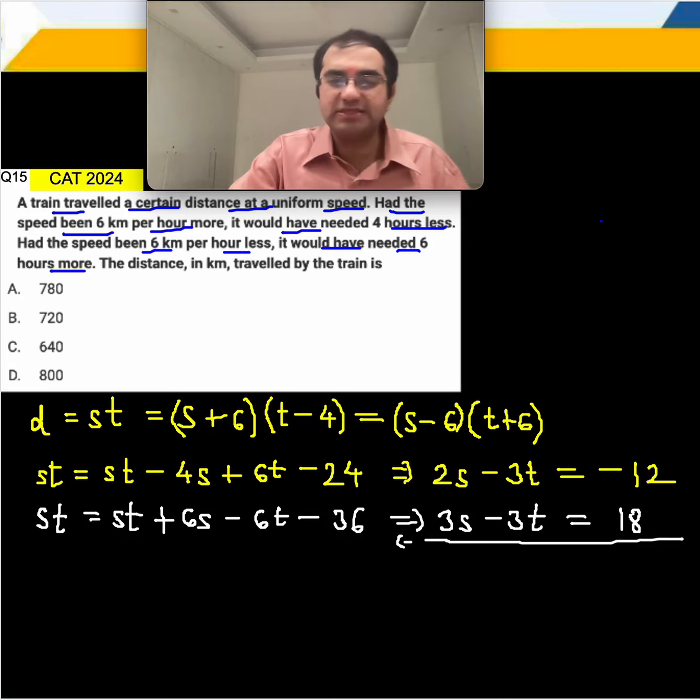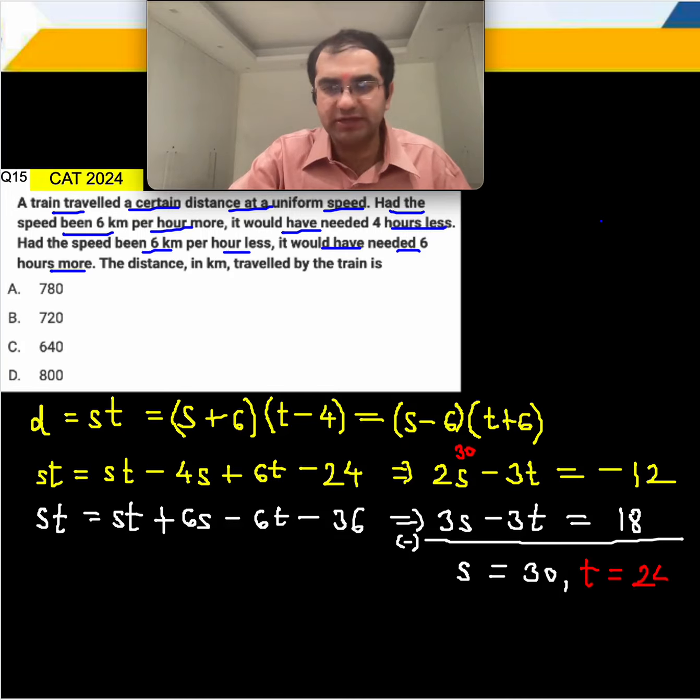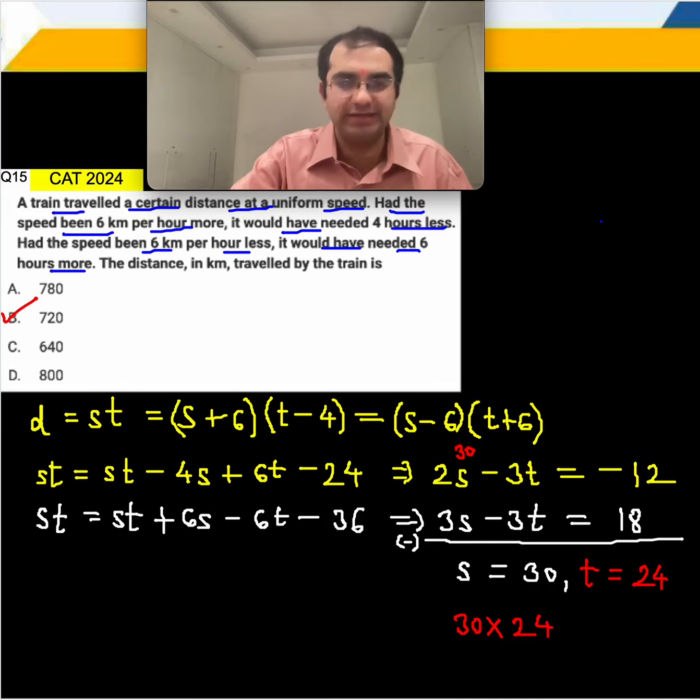Two equations, I'll subtract them. Minus 3t cancels. 3s minus 2s will be s. 18 minus minus 12 is 30. s is 30. Put 30 here. 30 into 2 is 60, 60 plus 12 is 72, upon 3. t is 24. It will take 24 hours. Answer is 30 into 24 for the distance, 720 is the right answer for question number 15.